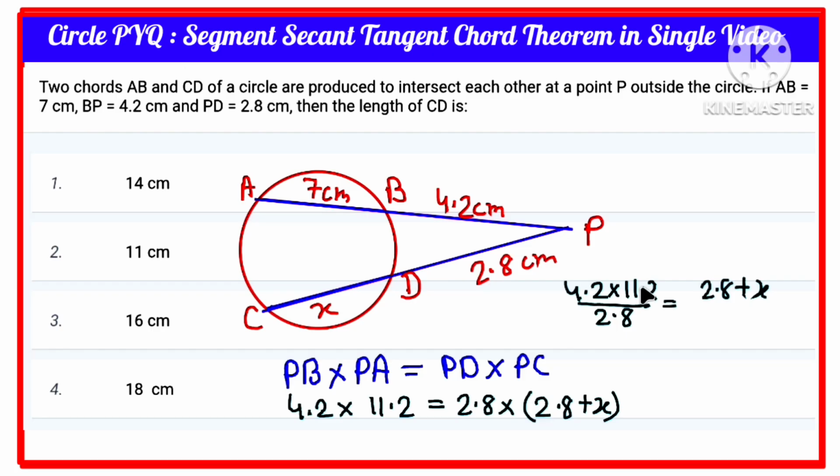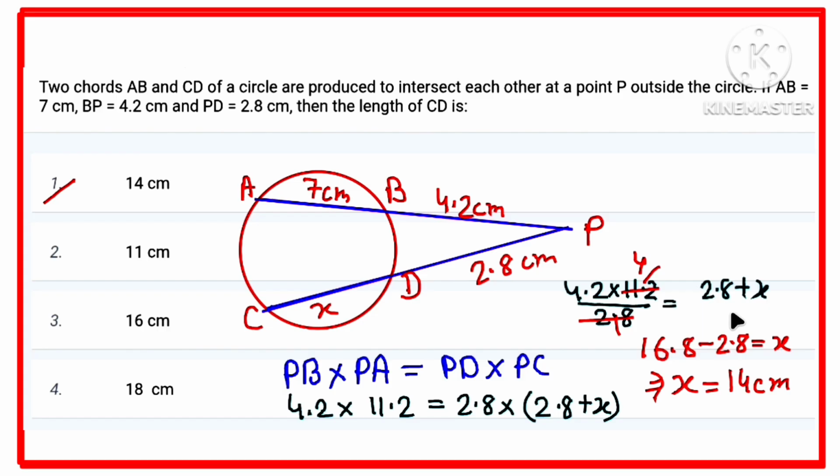Now let us remove these two decimals in the numerator and denominator. So we know that 28 times 4 is 112. Now let us multiply 4 into 4.2. You are getting here 16.8, and here you had 2.8 in addition. This will become subtraction. So subtract 2.8. This will be equal to X. The value of X is 16.8 minus 2.8, that is 14 centimeter. So option number 1 will be your correct answer over here.